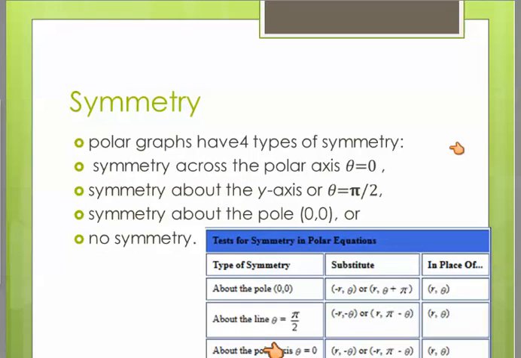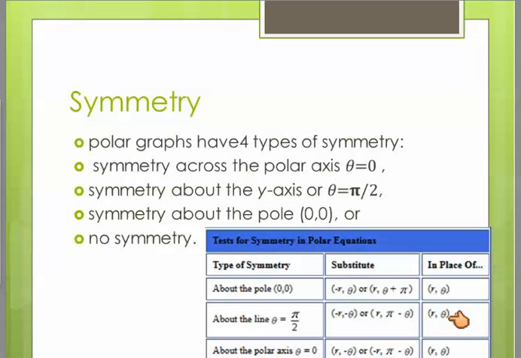What you have to do if you're looking about going about the pole is you replace r and theta with r and negative theta or with negative r and pi minus theta. And if you get the same thing, then it's got symmetry about the polar axis. That's the one that runs through the center there. Okay? If you're talking about going over about the y-axis, that's where theta is equal to pi over 2. And you can replace r and theta with r and negative theta or with r and pi minus theta, either one of those two.